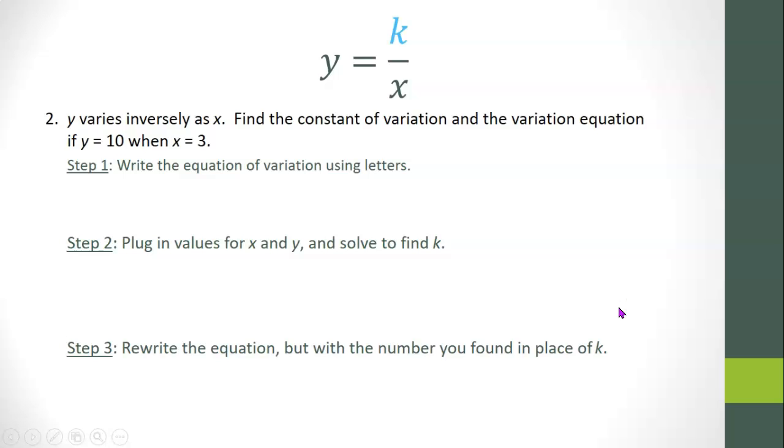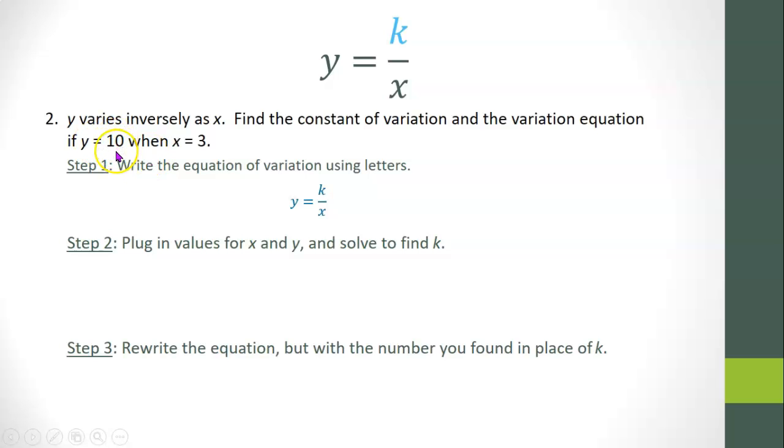So here's an example of that. Y equals k over x is the kind of thing we're dealing with when we see y varies inversely as x. So when you see that, you can immediately write an equation that says y equals k over x. Step 2, plug in the actual numbers they give you for the variables, y and x, and then use that to solve to find k.